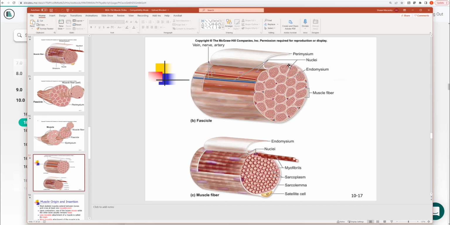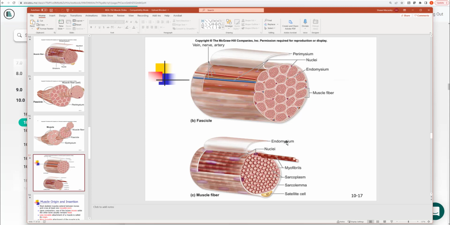So if this was not labeled as a fascicle, how would you know what this is? Because it's labeled up here as perimysium, you know that this layer is surrounding a fascicle. And then down here, if this didn't say muscle fiber, how would you know that this was a muscle fiber?